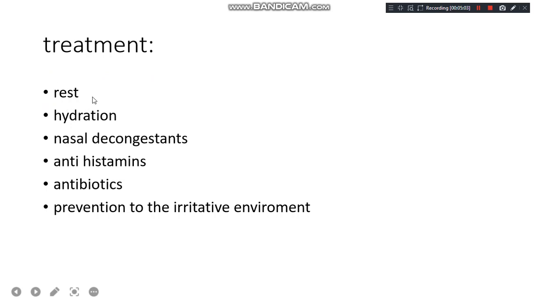The patient should take rest and plenty of water. You must prescribe nasal decongestants, but warn the patient not to use them chronically because they may develop some side effects. Go for antihistamines, which will help treat viral rhinitis, and antibiotics if it's due to bacterial rhinitis, and prevention of the irritative environment if it is caused by irritants.